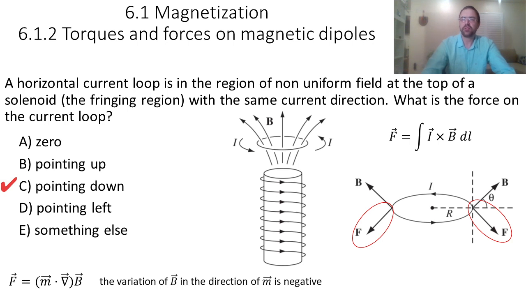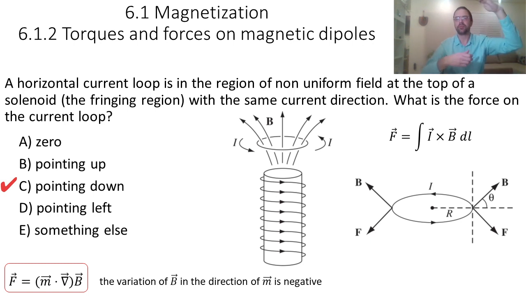Now the second method is to use the force on a magnetic dipole, m dot gradient of B. Remember that this is the variation of B in the direction of m. For the loop, the magnetic dipole moment is pointing up. And so what is the variation of the magnetic field in the up direction? Well, the field is decreasing as you go up, away from the solenoid. And so because the field is decreasing, its variation is negative, so the force is pointing down.